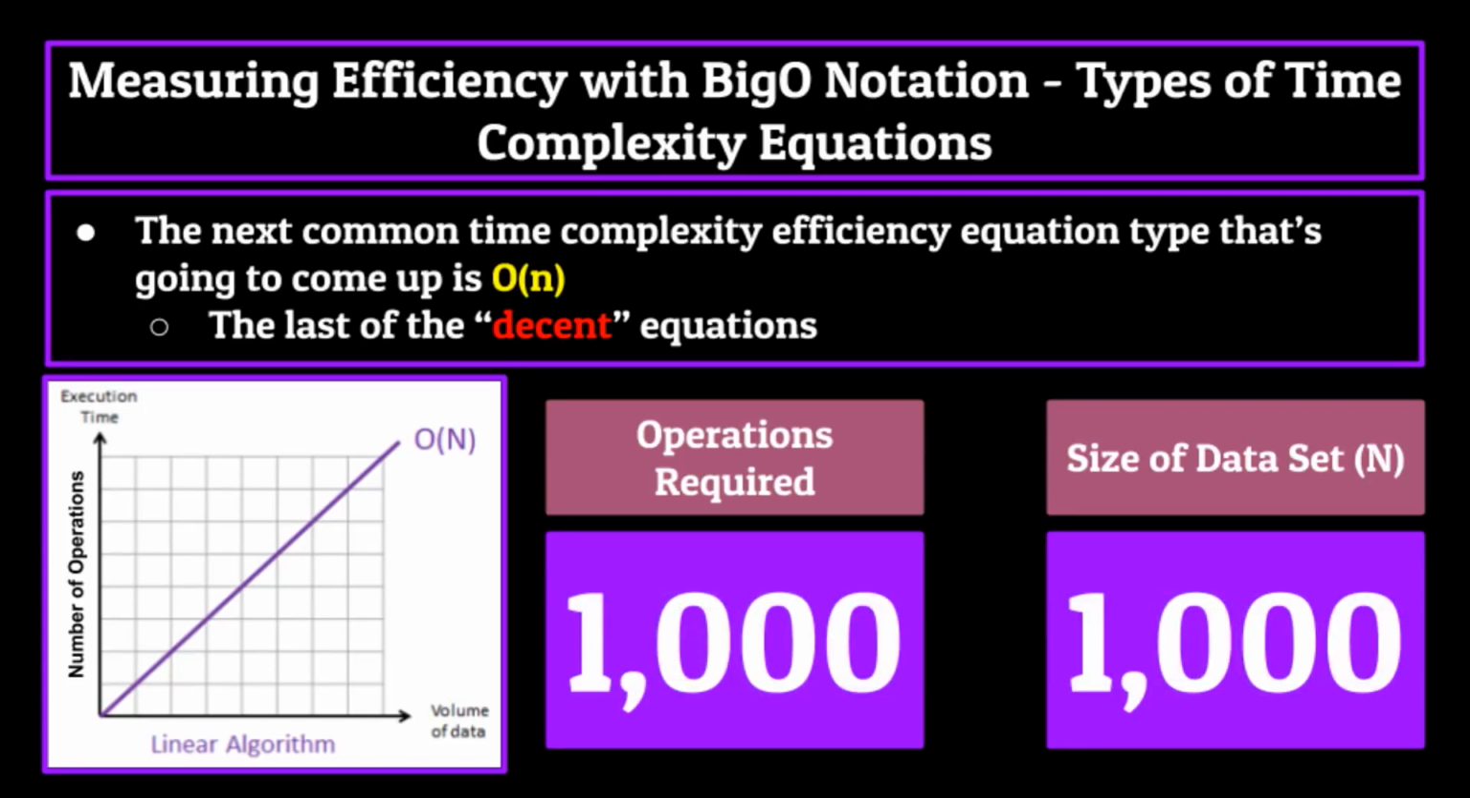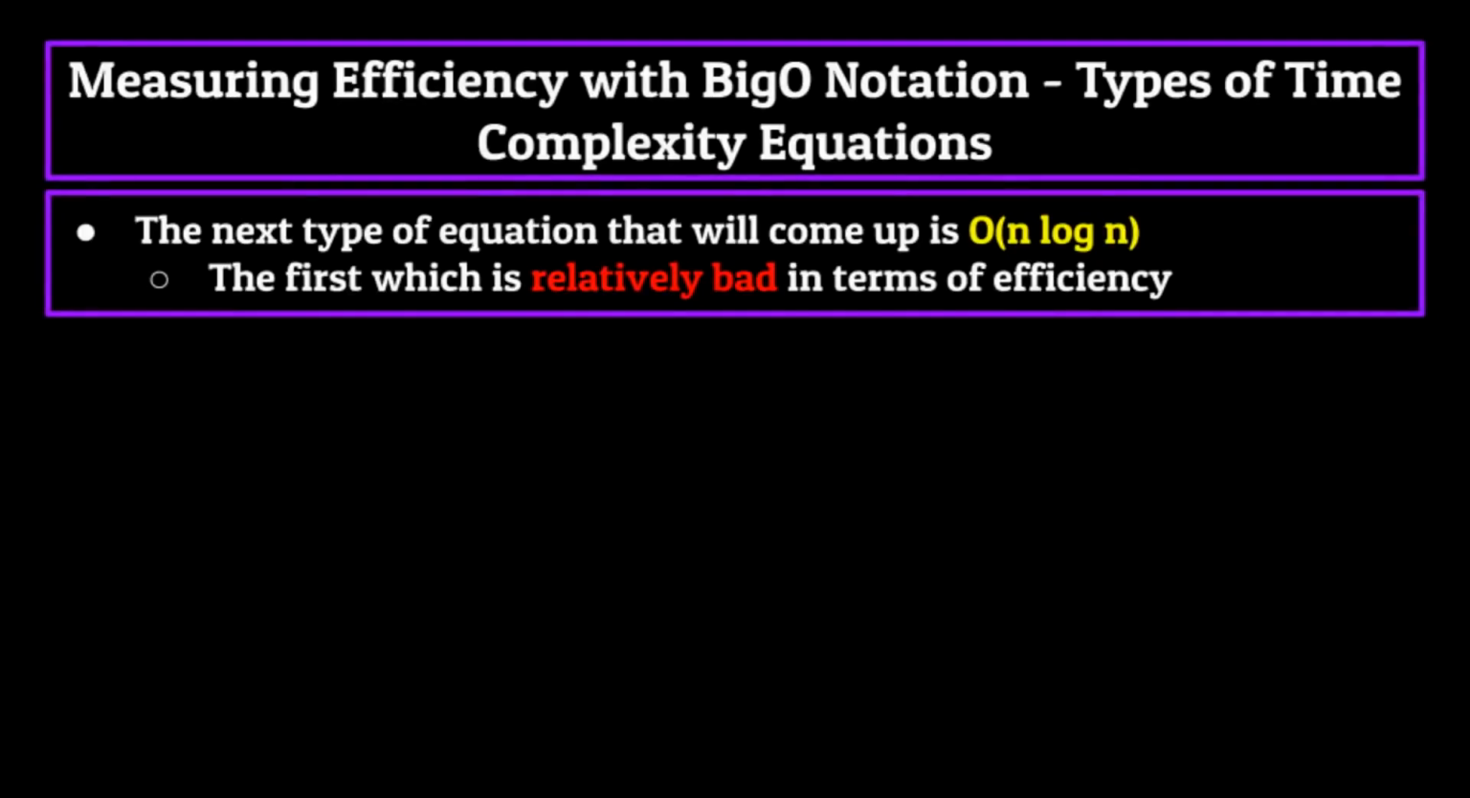O of n is really the last good time complexity equation that exists. Anything above this is considered inefficient and not very practical when it comes to data structures in computer science. The next type of equation that will come up is O n log n. This equation is the first that is relatively bad in terms of efficiency.